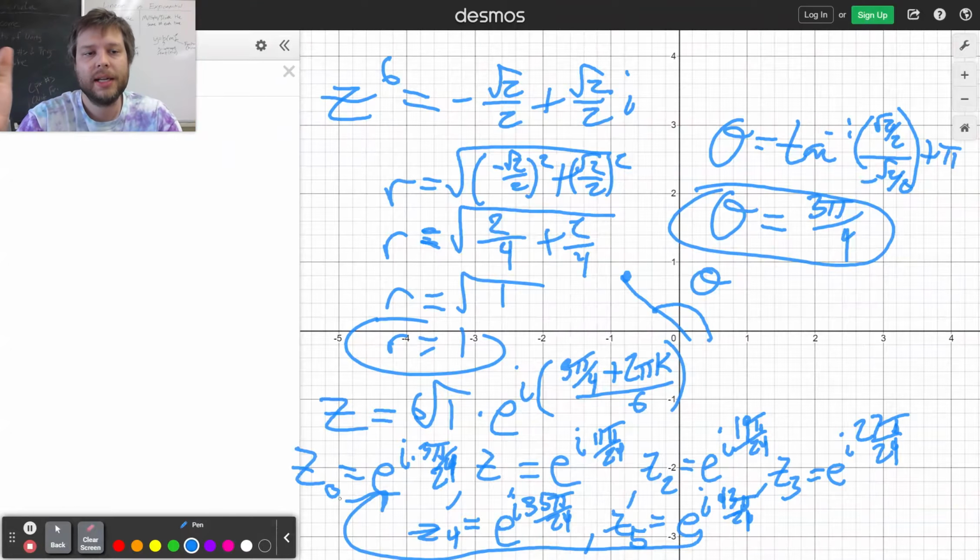So that's the idea behind de Moivre's theorem used for finding roots, is that you can rotate full circles and end up at the same place. And so if you put that idea together, you can now find the root of any complex number.